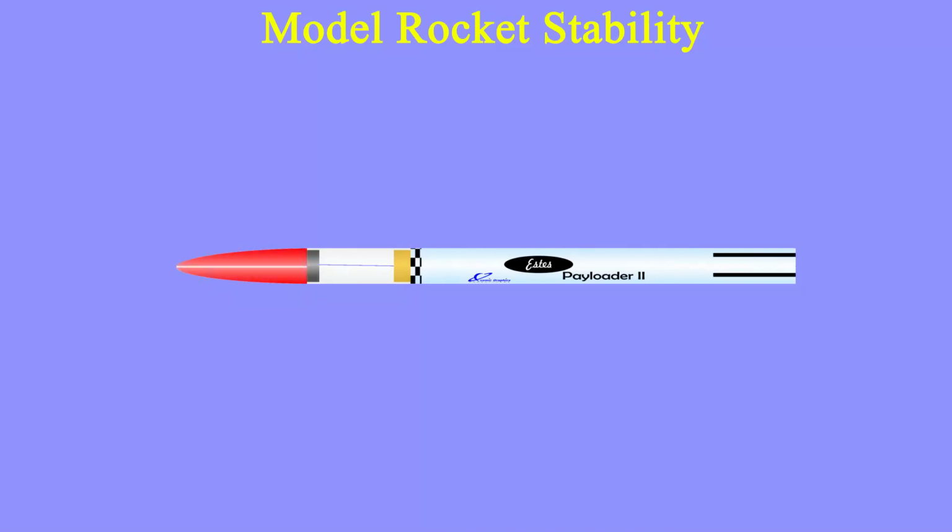Next is the nose cone. This is designed to direct the airflow around the fuselage and all its internal components. They can come in various shapes and sizes, and each one affects the center of pressure of the rocket.